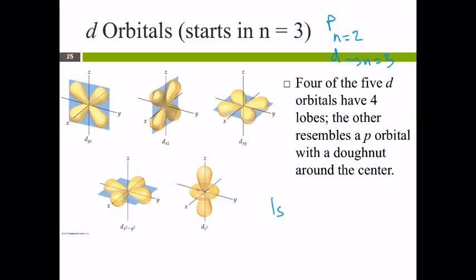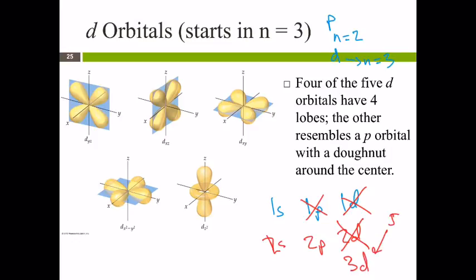So we can only have one s. We can't have one p or one d. Those do not exist. We could have 2s, 2p, but not 2d. So d doesn't start until the third level. And remember that there's 5 orbitals within that, so that means it can fit 10 electrons.